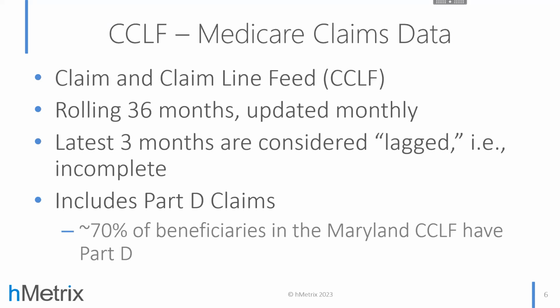Beneficiaries included have Part A and Part B coverage. On top of that, around 70% of the beneficiaries statewide also have Part D coverage, and we are able to include prescription information for those beneficiaries. Keep in mind that when you're looking at the pharmacy information in these reports, on average that's going to represent approximately 70% of the population, since not all beneficiaries by definition have to have Part D coverage to be included in this data set.